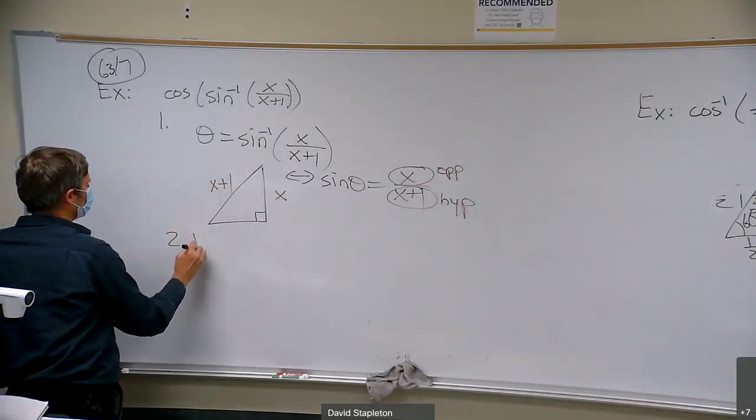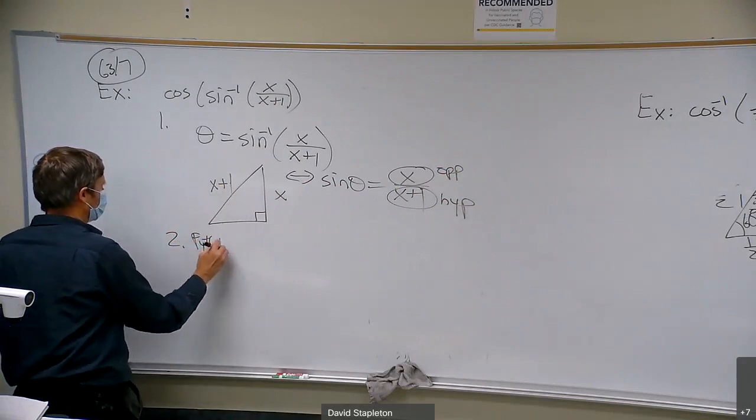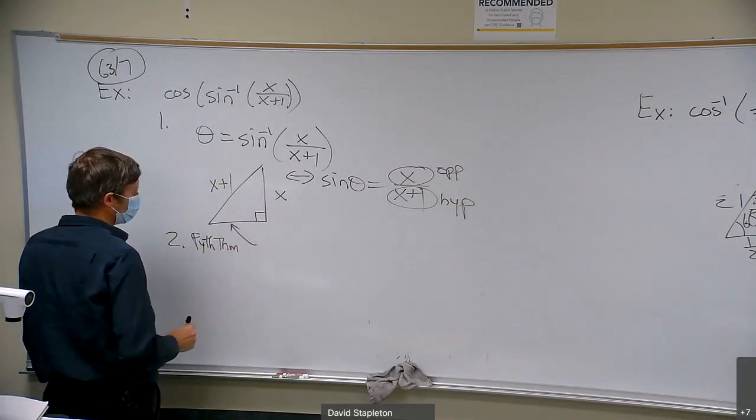The second step is the Pythagorean theorem. Get the last side. What is it?